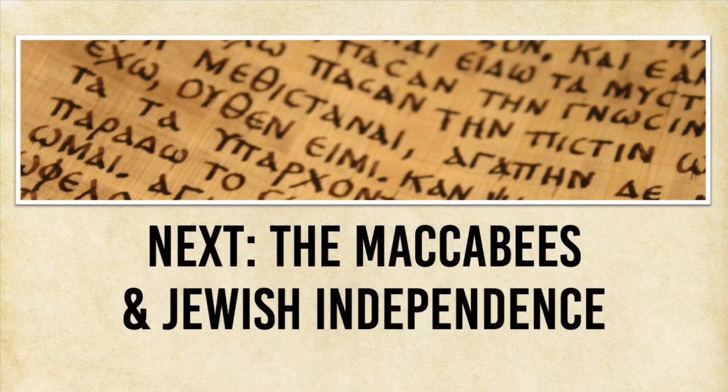Next week on Thursday night, we're going to talk about the Maccabees and Jewish independence. I do appreciate you tuning in and staying with me. When I teach this class in a classroom at the church building, this is three classes. I condense this a lot so that we could get through that material pretty quickly. Next week, we're going to talk about the following period where the Jews are able to reassert their independence for the first time in a very long time. And Antiochus IV and his persecution is what gets that going.